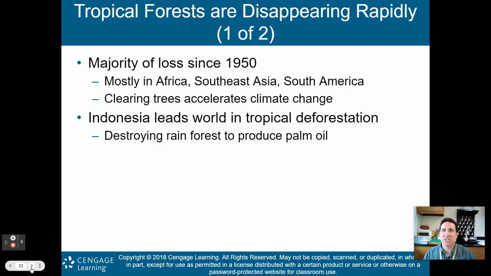Tropical forests are disappearing rapidly. The majority of our tropical forests were lost since 1950, mostly in Africa, Southeast Asia, and South America, because they're going through the demographic transition that we went through, right, 150, 200 years ago. But we're finding out clearing those trees obviously accelerates climate change and accelerates the other issues we've talked about: soil erosion, loss of biodiversity, etc. Indonesia leads the world in tropical deforestation because they're trying to produce that palm oil, right? They're destroying rainforests to produce palm oil.